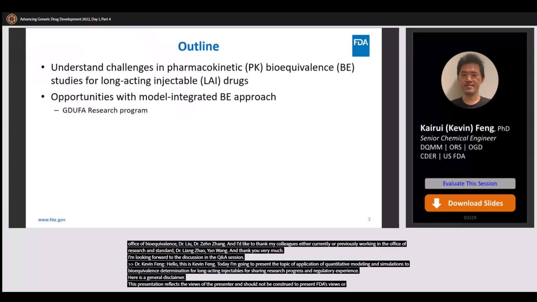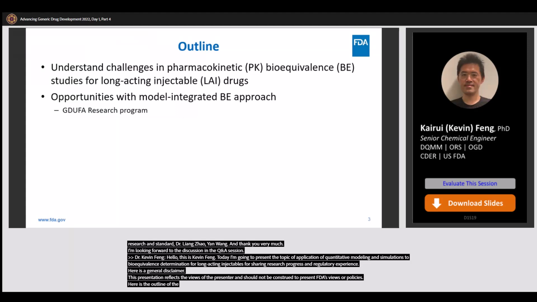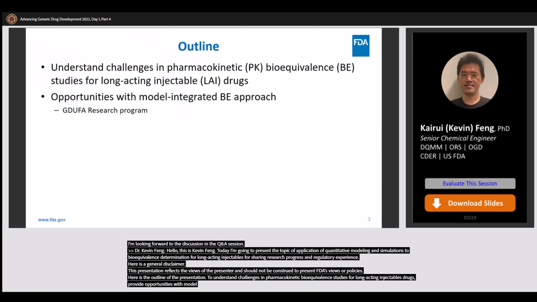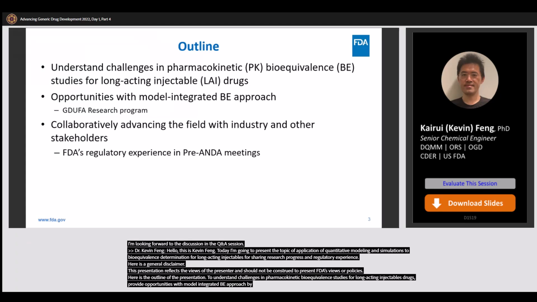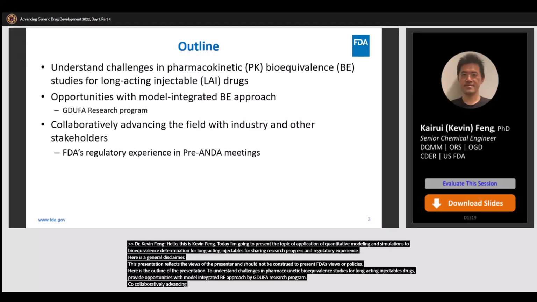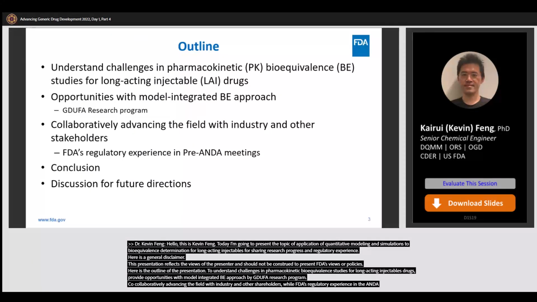Here is the outline of the presentation. To understand challenges in pharmacokinetics bioequivalence studies for long-acting injectable drugs, provide opportunities with a model integrating BE approach via the GDUFA research program, collaboratively advancing the field with industry and other stakeholders, while sharing FDA regulatory experience in pre-ANDA meetings. Then we have conclusion and discussion for future directions.